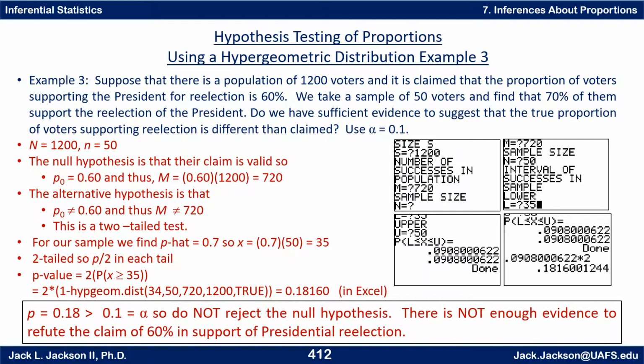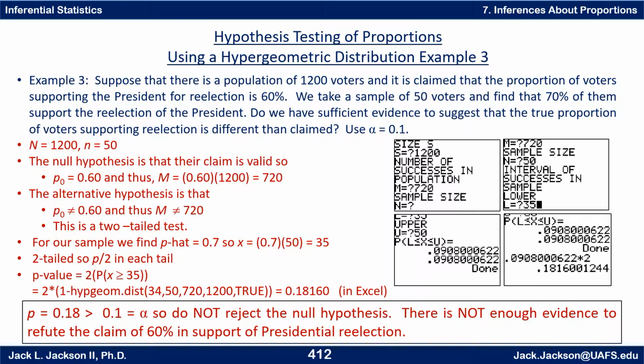For our sample, we find P hat equals 0.7, so X equals 0.7 times 50, which is 35. Notice that has to be a whole number. Occasionally you'll see these and the proportions or percentages have been rounded off, so you don't get a whole number here. Then what you need to do is round off your answer so that X, N, and M all have to be whole numbers. And it's not really that you're rounding off X, it's the fact that they really rounded off the percentage, the P hat or the P naught. So anyway, we have X is 35, two-tailed sample.